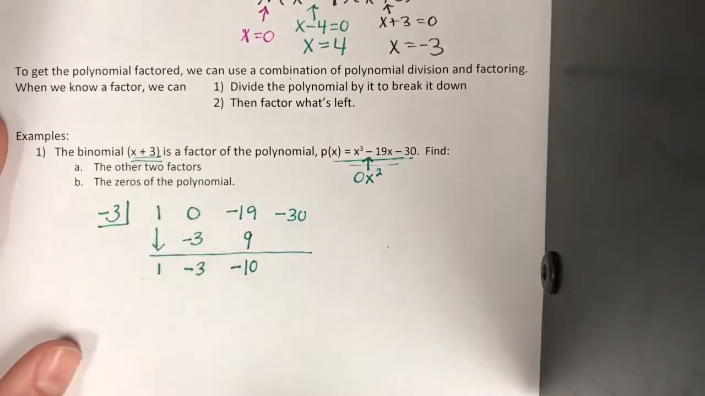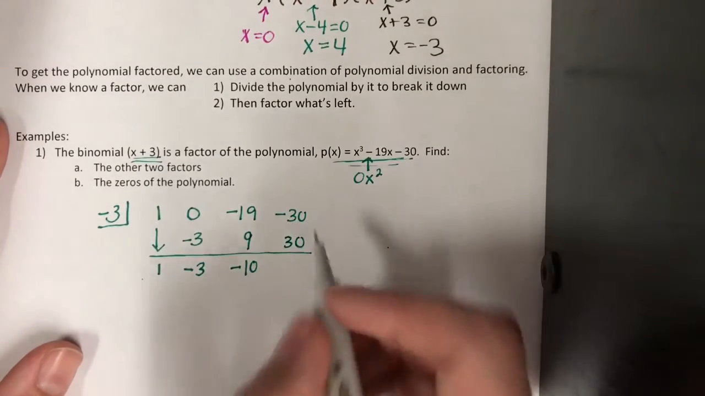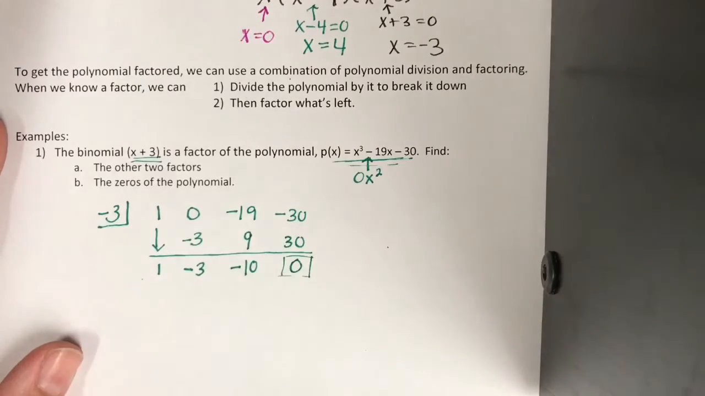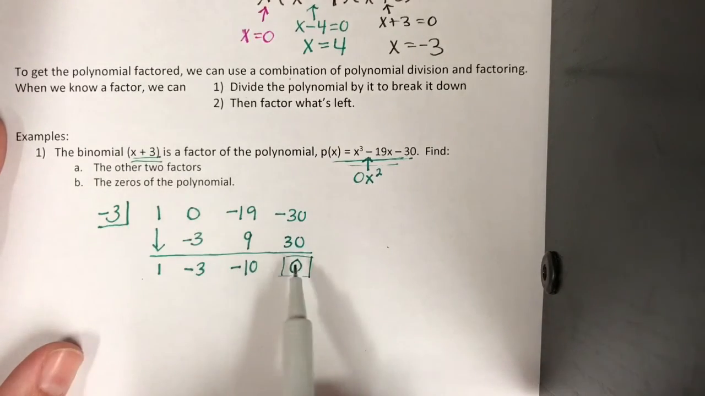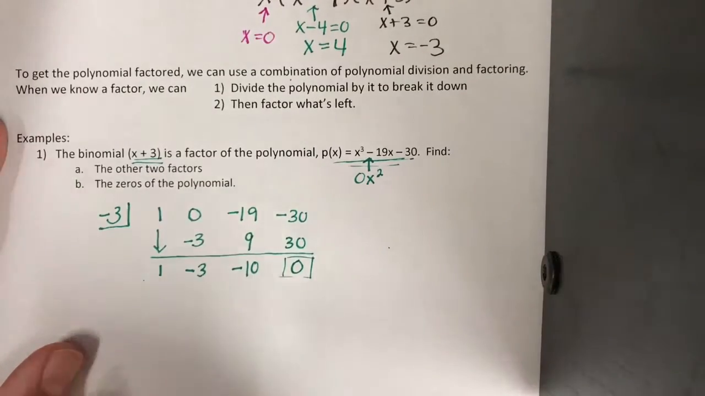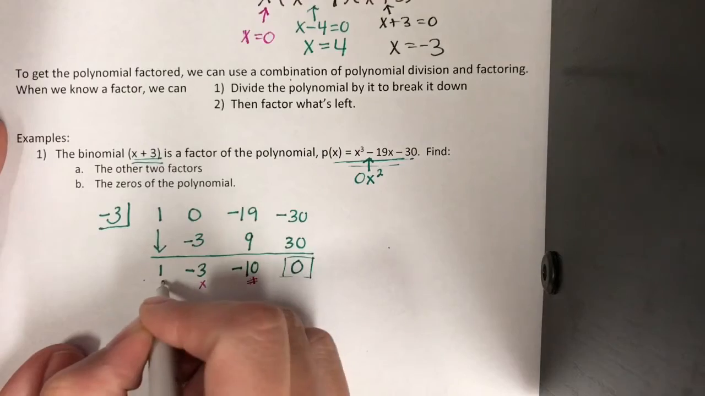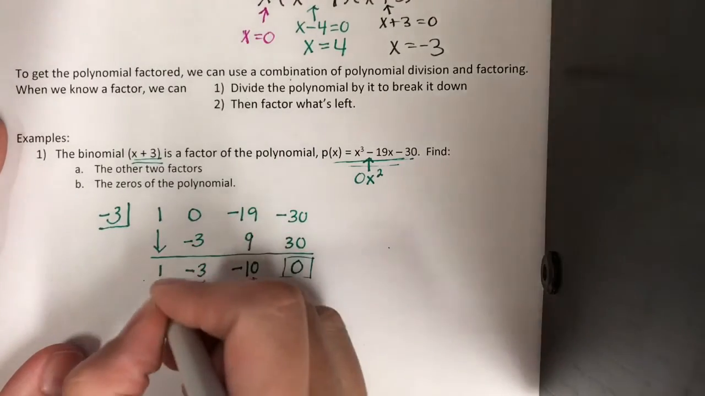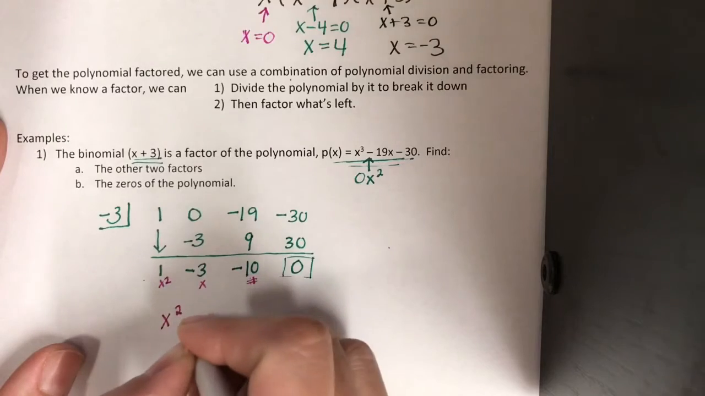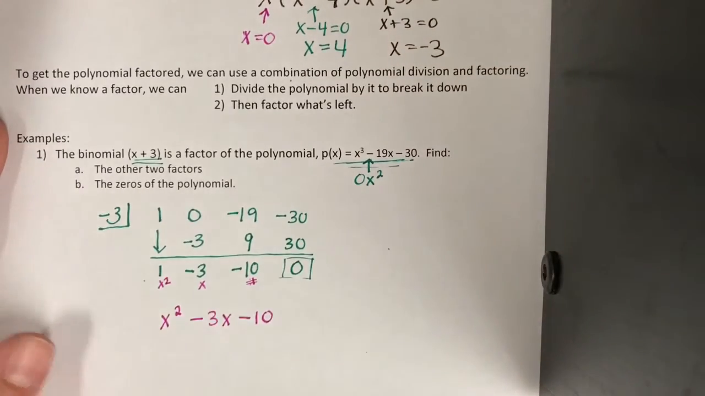Negative 10 times negative 3 makes positive 30. And when I add these two together, I have a remainder of 0. Which is good because I knew it was a factor, so that meant my remainder had to be 0. Now I'm going to write down what I have left. So this is my number, my x term, and then my x squared. So that should be x squared minus 3x minus 10.